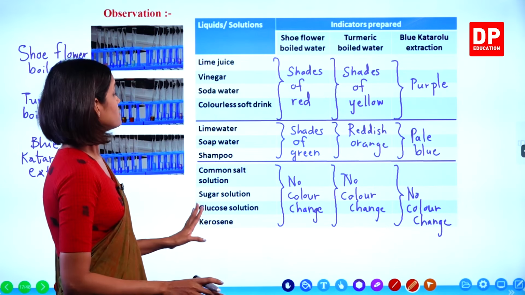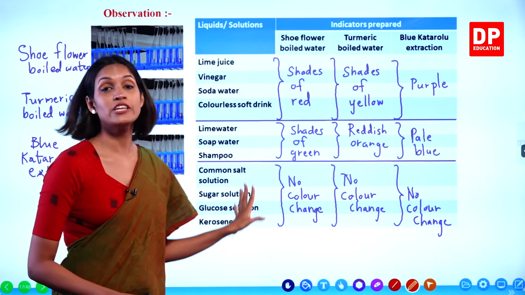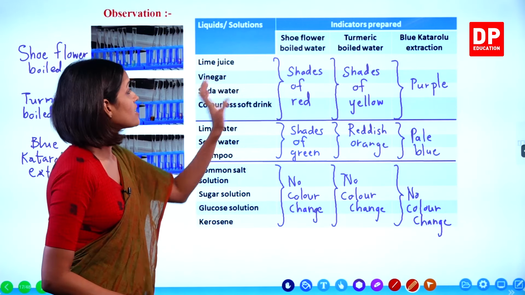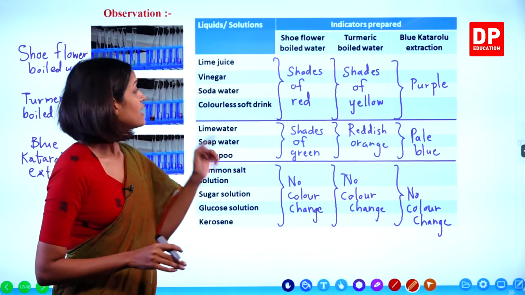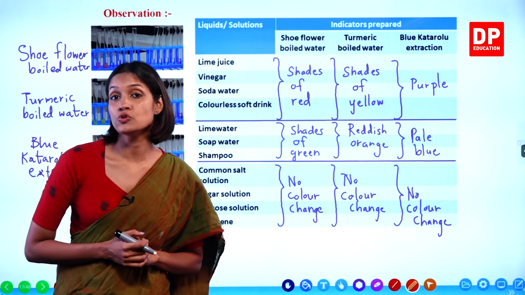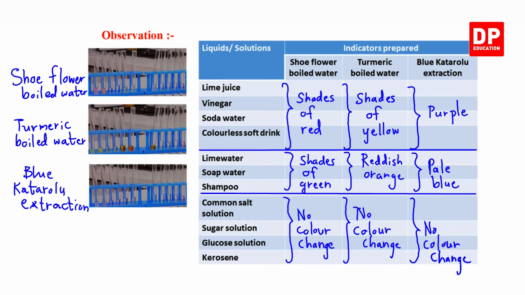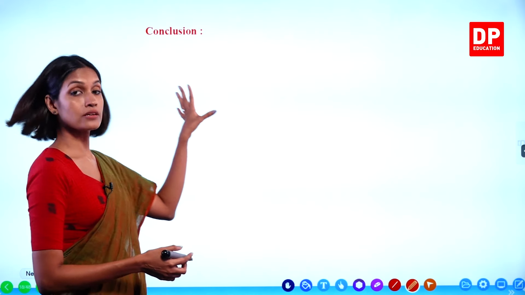Okay, children. So it's very clear after doing this activity, these type of natural indicators can be used to identify acids, bases and neutral substances separately. Okay, we will write the conclusion. Write the conclusion.